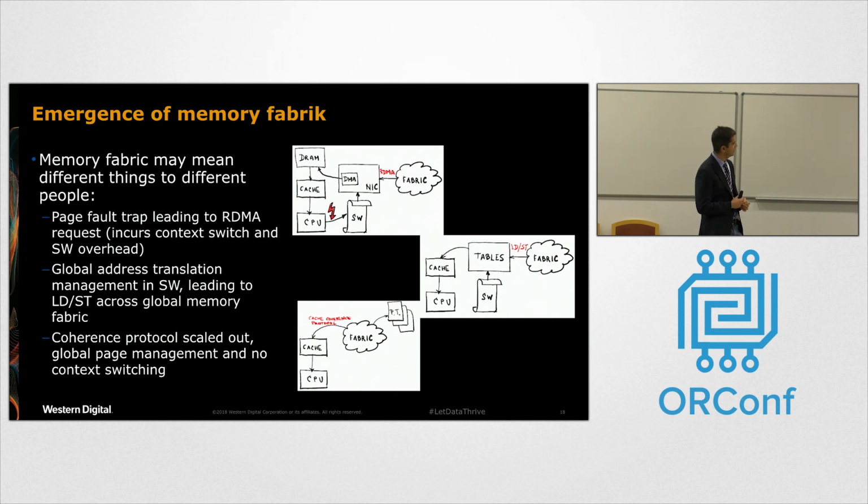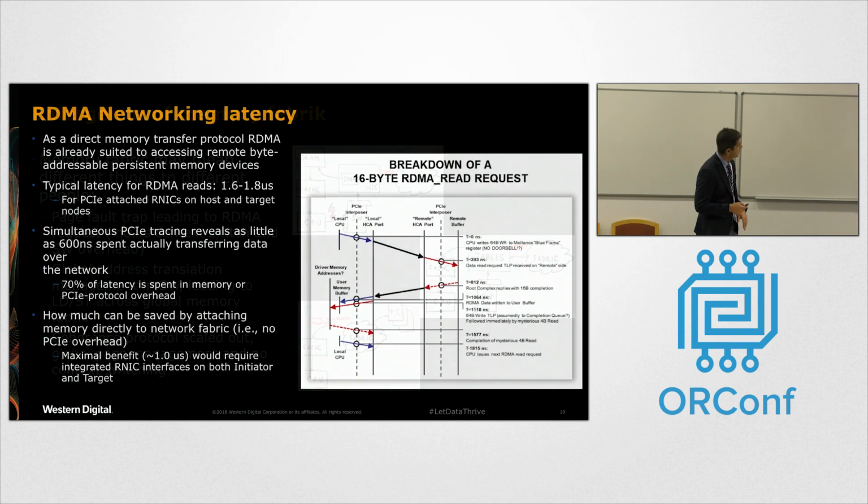You can have global address translation management in software, which enables load and store across this global memory fabric, with no coherence. So this is something that exists in the standard called Gen-Z. But you need to write a lot of new software. Or you can have a coherence protocol scale out, which is the oldest one from the books. It's a kind of classic SMP. So that's what we are talking about here.